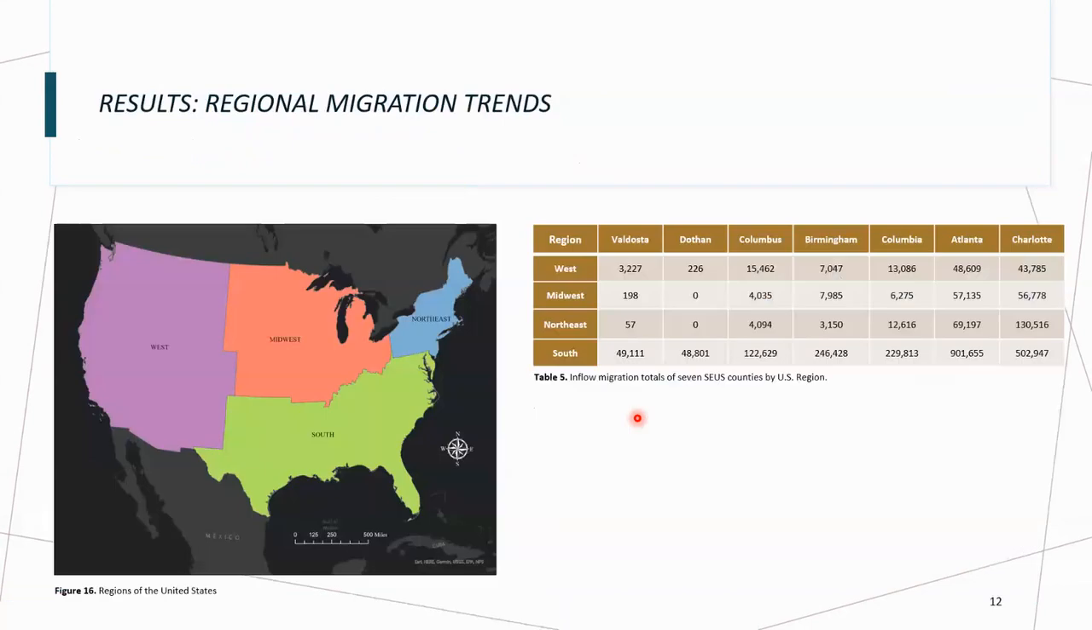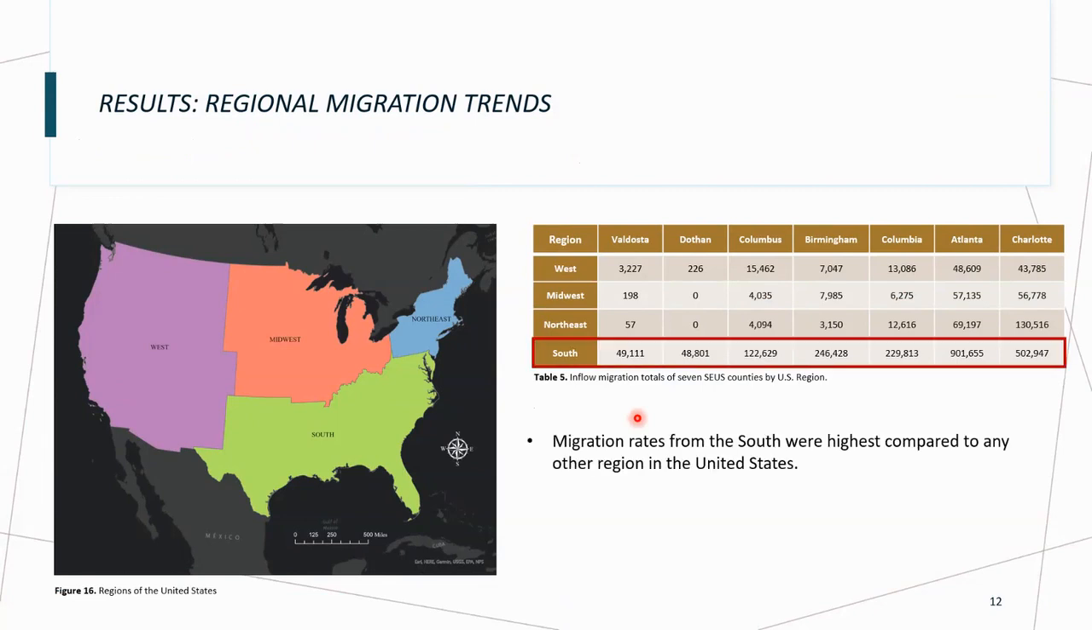So now let's look quickly at what's happening nationally. We divided the US into West, Midwest, South, and Northeast, and we tried to see how many people came into, again, those cities. So Valdosta, Dothan, Columbus, Birmingham, and Columbia, small and medium-sized cities, and Atlanta and Charlotte are the big ones. So what we found is most of it was in-state, Southeast in-state migration.